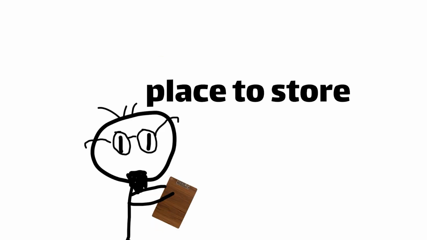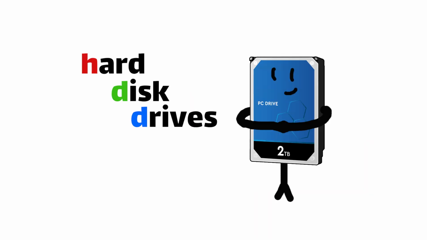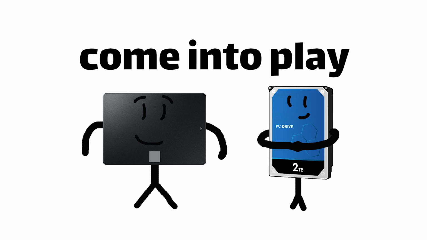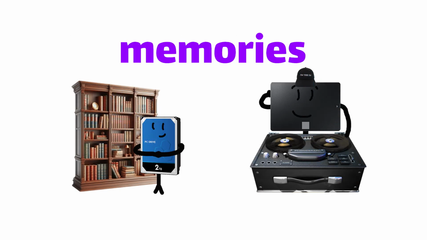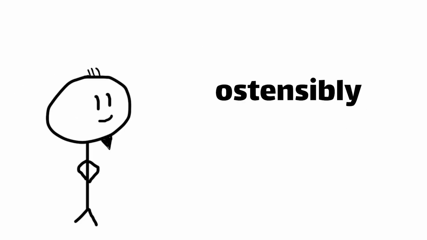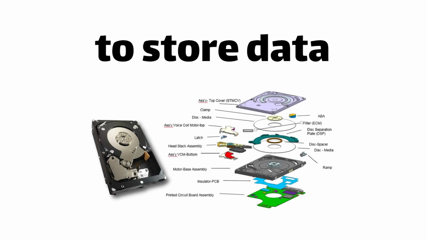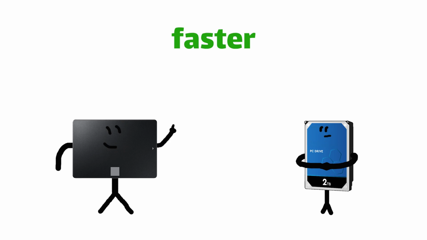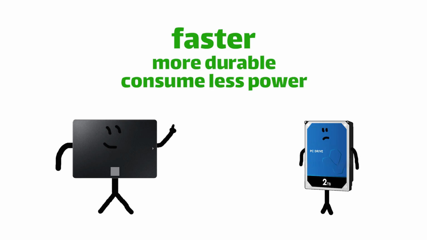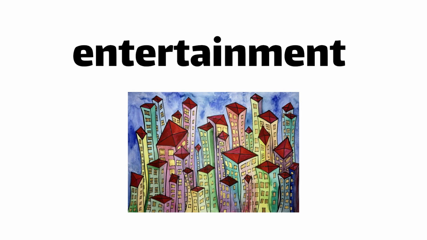Every city needs a place to store its records and valuable data, right? That's where storage drives like hard disk drives and solid-state drives come into play. These are like the vast archives, holding all your precious files, documents, photos, memories, and that peculiar file ostensibly named homework. HDDs use magnetic disks to store data, while SSDs employ flash memory chips. SSDs are generally faster, more durable, and consume less power than HDDs, but are also much more expensive per gigabyte of storage on average.